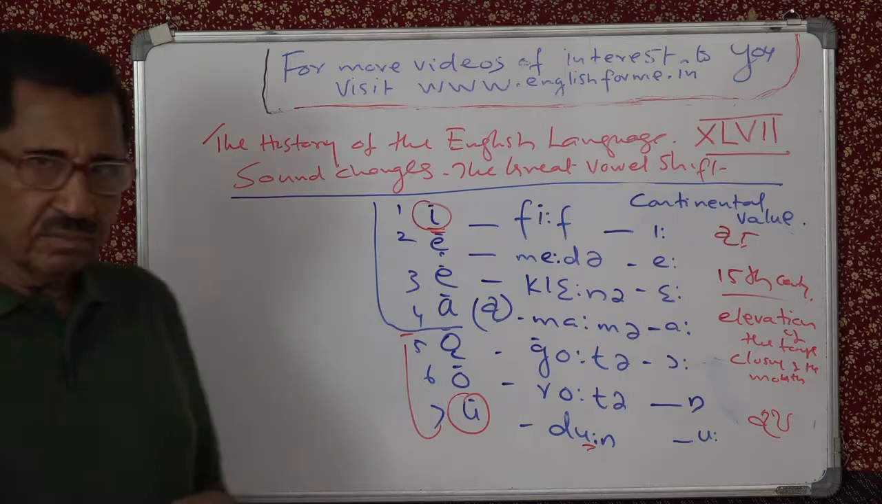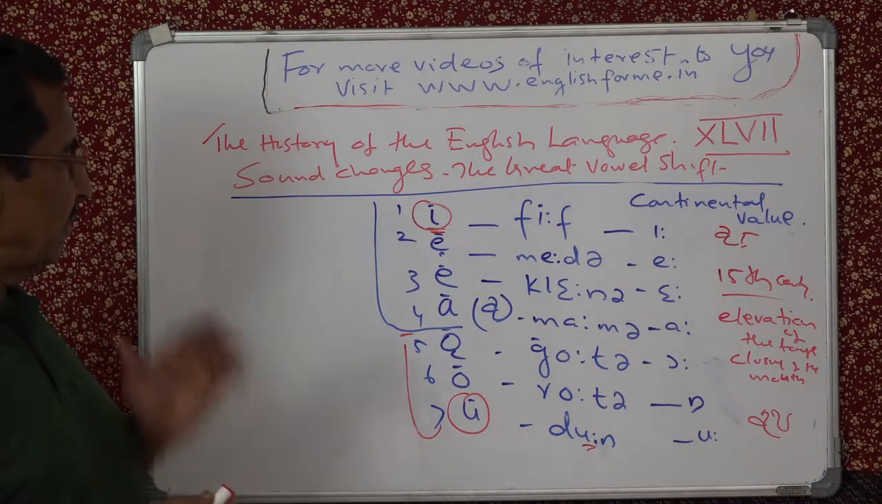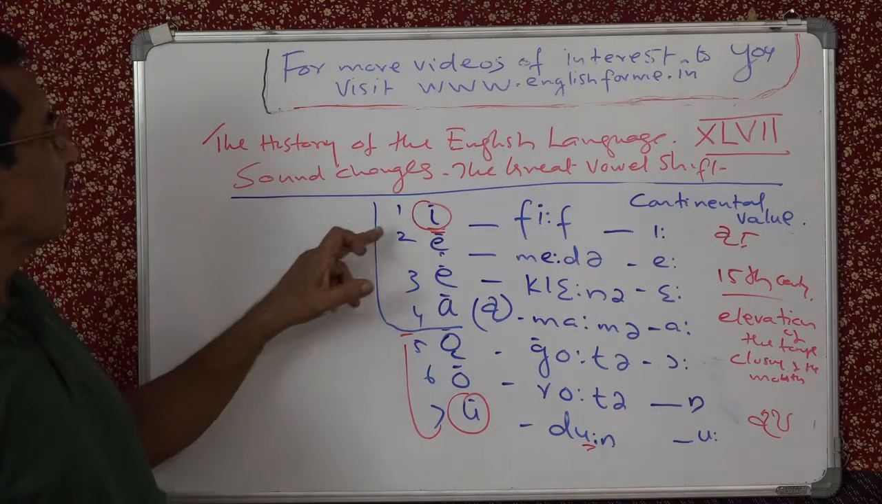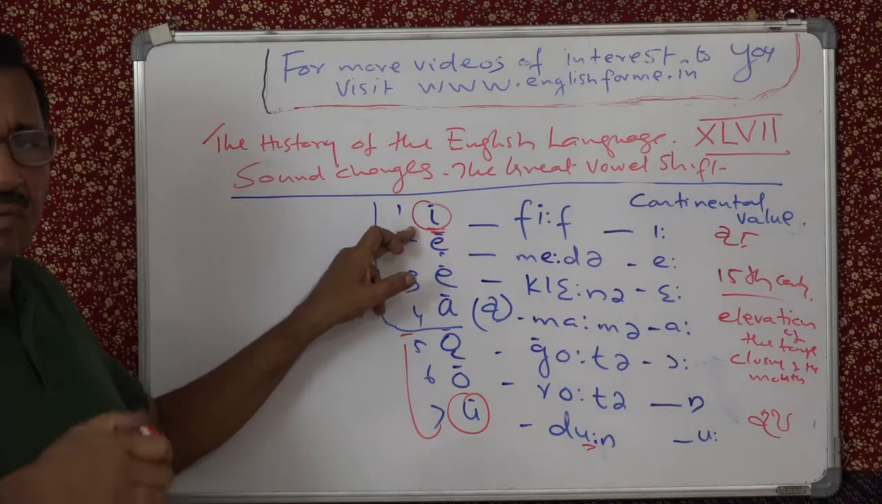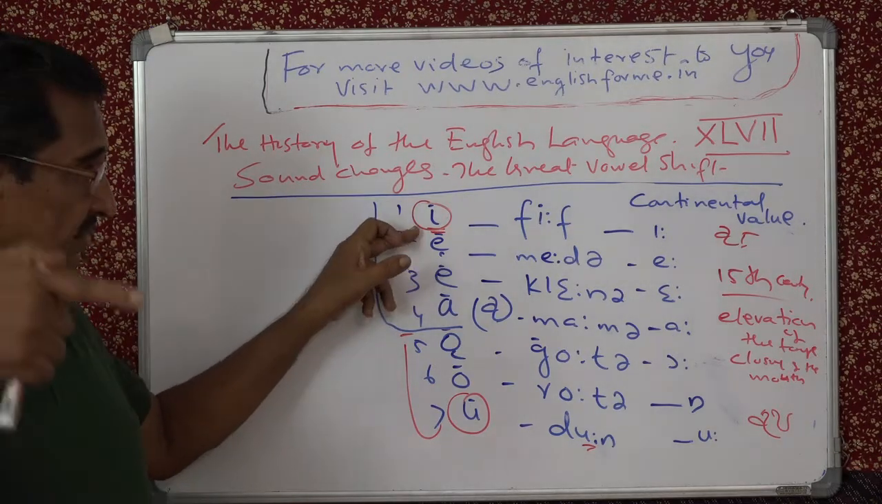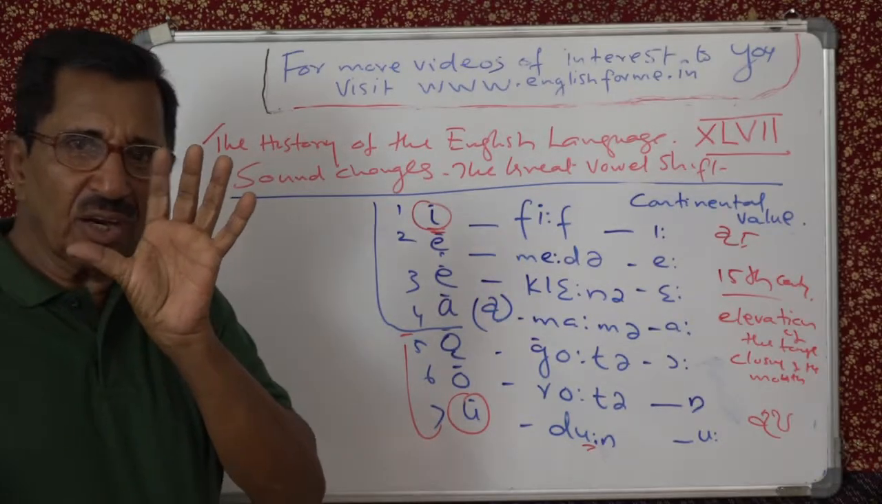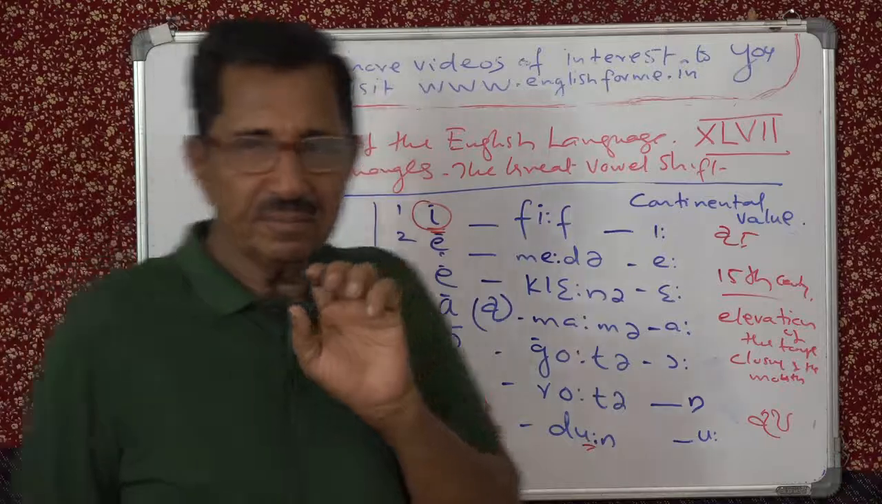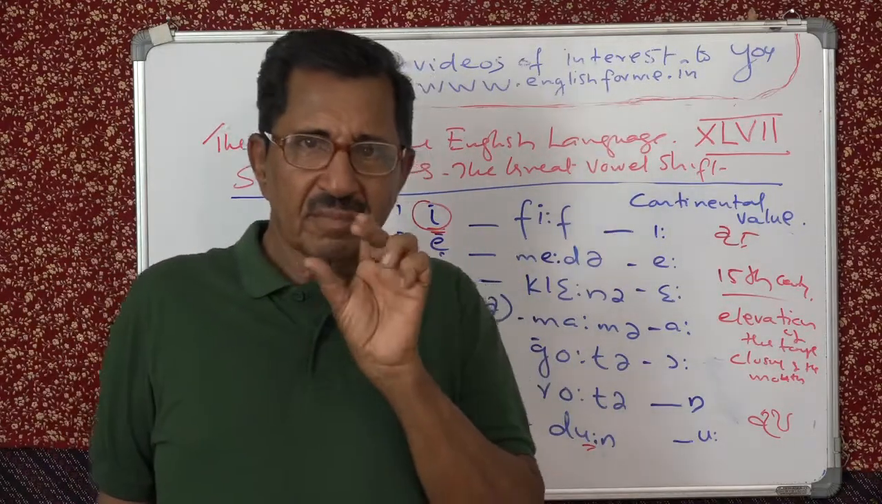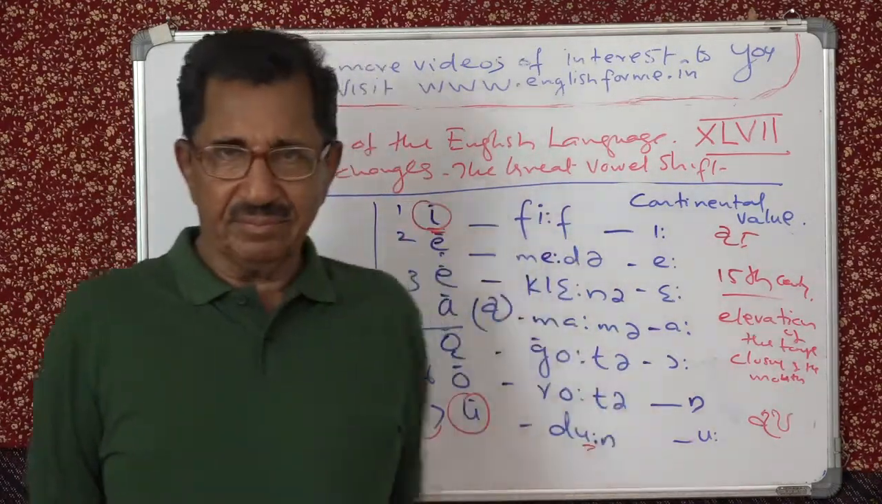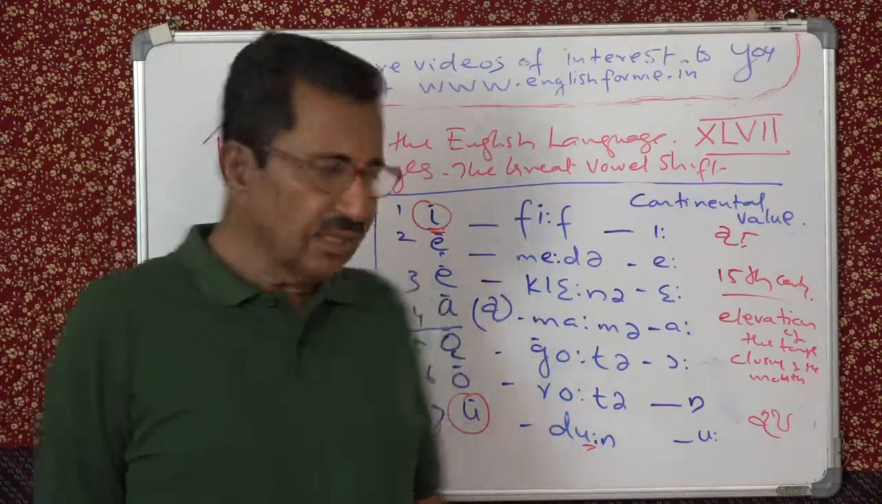See that? And therefore, when the E position of the tongue was raised further and the lips were rounded further, the E became I. And the same happened here also.